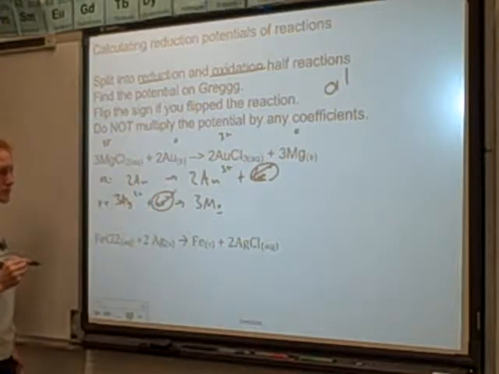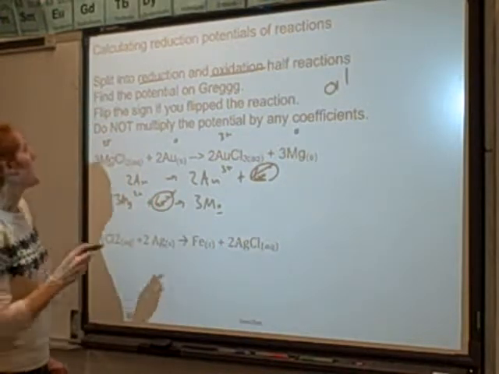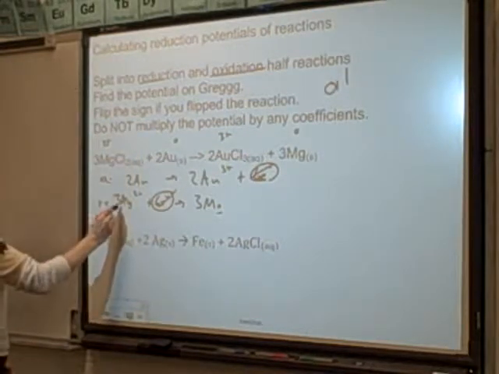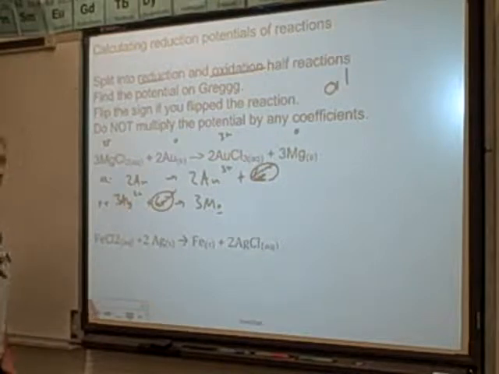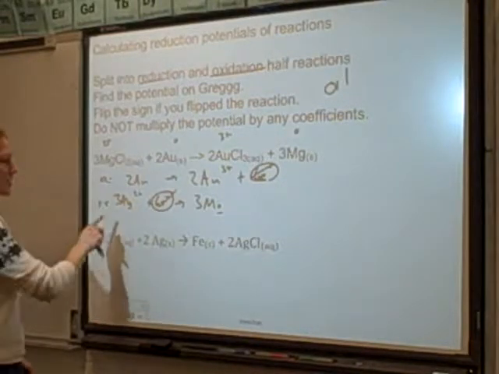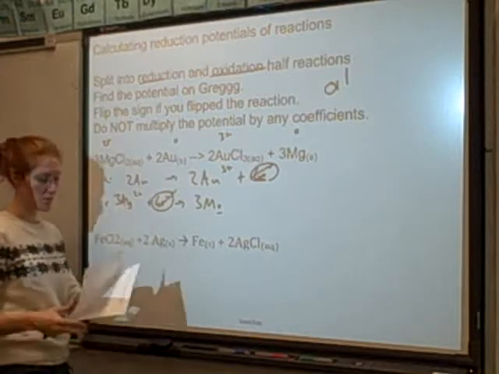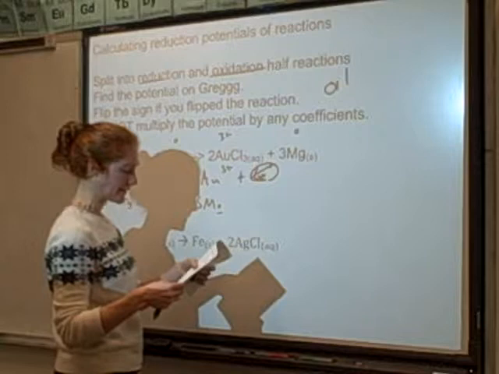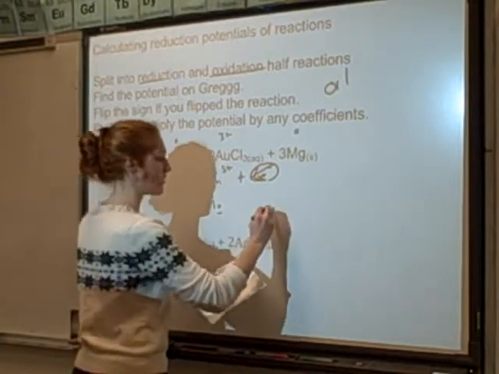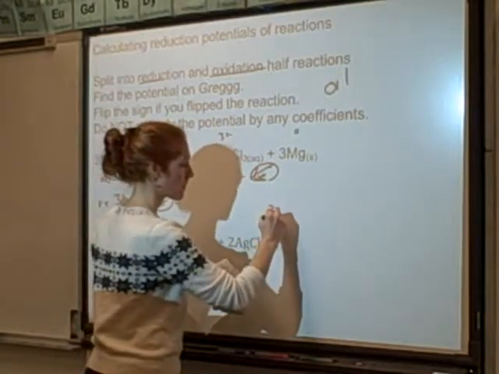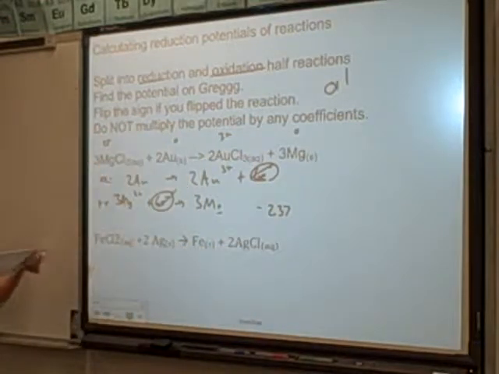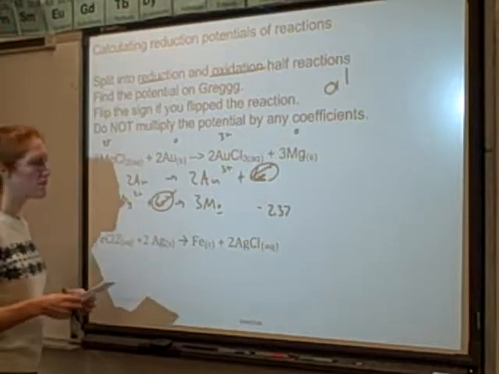So that's cool. Then what I'm going to do is find the potentials on Greg. So magnesium is being reduced, so I just look on my Greg sheet, and when magnesium is reduced, it says Mg2+ plus 2 electrons makes Mg, and the reduction potential is unfavored by 2.37. Okay, so negative 2.37 is what that says. So magnesium ion is better at taking electrons than hydrogen ion. Sounds right.